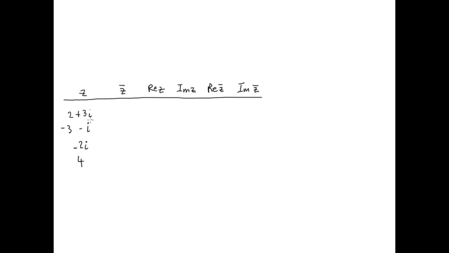So try that now, see how you get on, and we'll compare answers. Okay, so 2 plus 3i, the complex conjugate of that would be 2 minus 3i. So the real part of z was 2, and the imaginary part of z was 3. If we now look at the conjugate, the real part of the conjugate is 2, same as the real part of the original complex number z. The imaginary part of z bar is the part that's changed. It's now the negative of the original imaginary part. So real parts are equal, imaginary parts are opposite signs.